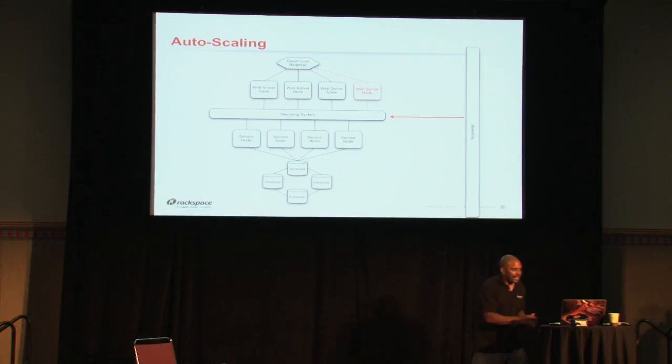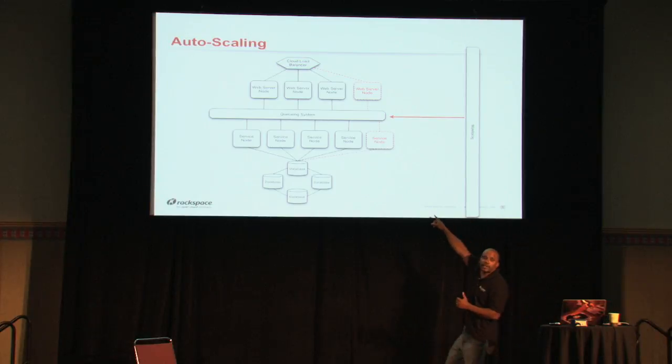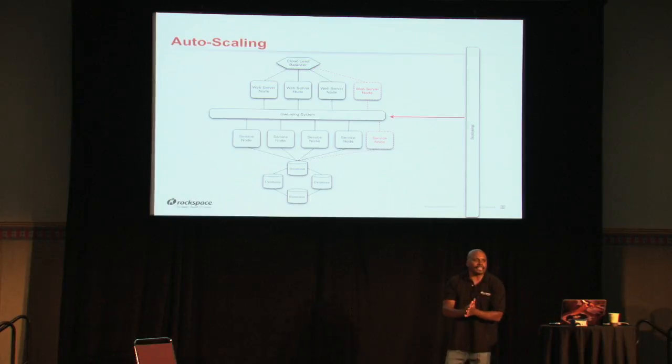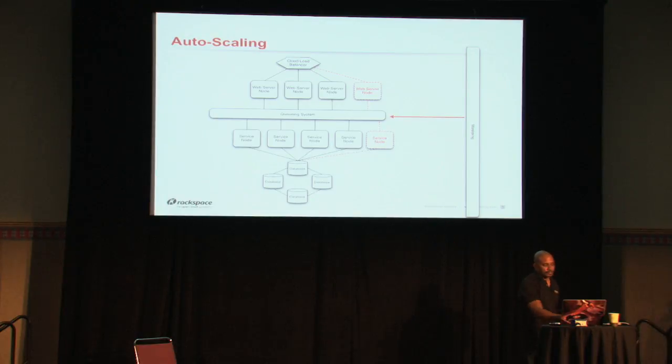So I'm able to scale out these nodes independently. Pops another service node in, starts working the queue. All because the monitoring system was able to do it. Not because my DevOps guy had to get up at 3 o'clock in the morning or my DC Ops guy had to get up and rack a new server. It's all done programmatically through the system, right?